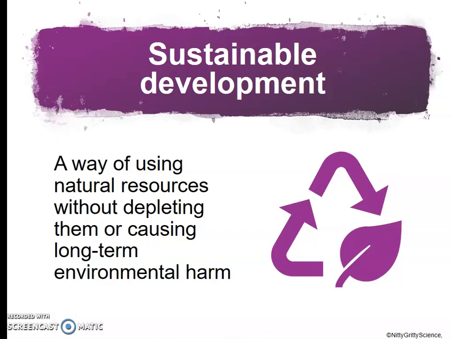Sustainable development. It is a way of using natural resources without depleting them or causing long-term environmental harm. So this is like using trees from a tree farm to make paper or lumber. Those trees are grown specifically for the purpose of creating paper or wood or lumber. And so once they are cut, they are then replanted. They plant more trees and then they wait for them to grow and mature, and the cycle continues.